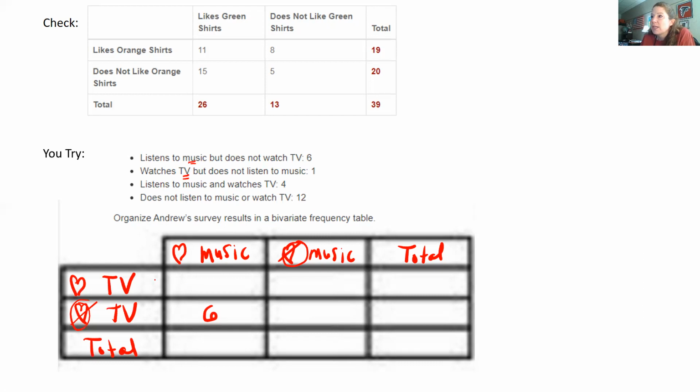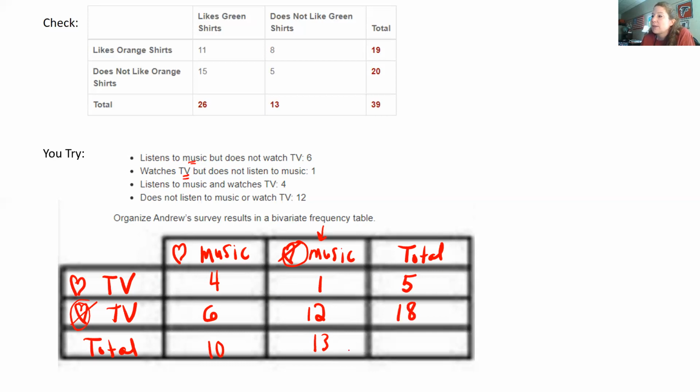How many people watch TV? So first row here, but do not listen to music. Only 1 listens to music right here and watches TV. Those are 4. And then how many people do not listen to music? So this column, but does watch TV. And there we have 12. So now we're going to go in this column and figure out our total of 10 people love music and 13 people don't listen to music. Can you guys imagine? These 5 people watch TV and these 18 people do not watch TV.